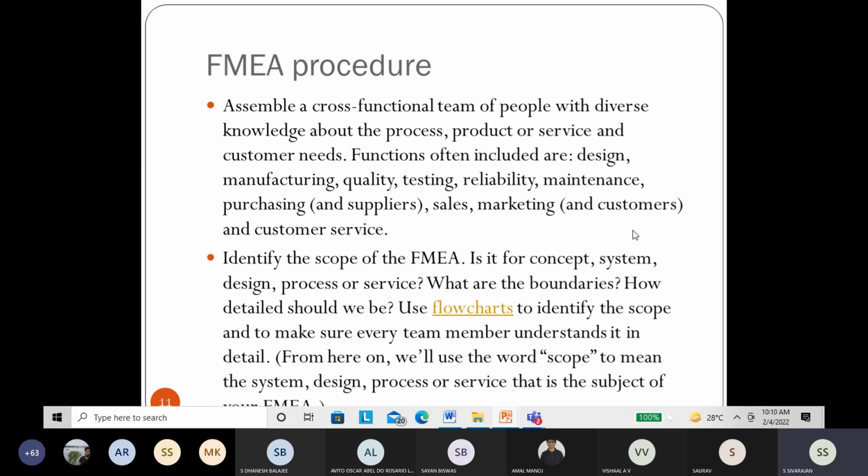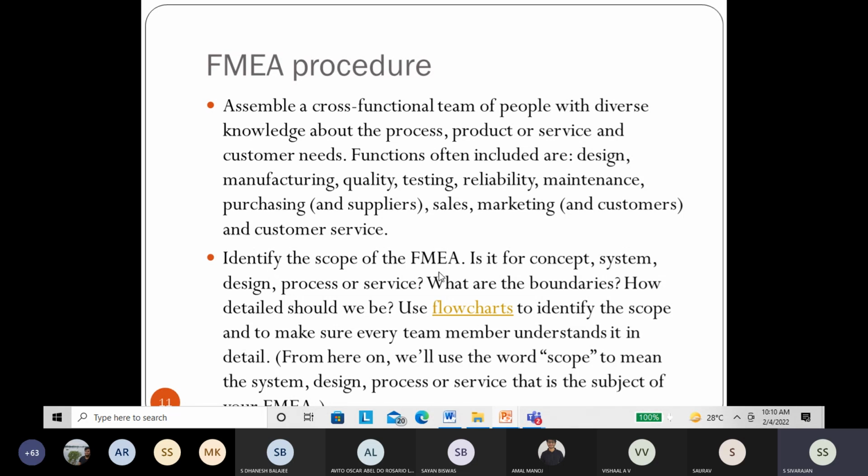The procedure I'll tell quickly, and then we'll go to the examples, because already it is 10. First, assemble a cross-functional team. When you want to do FMEA, you take marketing people, design people, production people, maintenance people. Everybody with diverse knowledge about the product. You bring them, whether design, manufacturing, quality, or testing, all of them. We have to form a team.